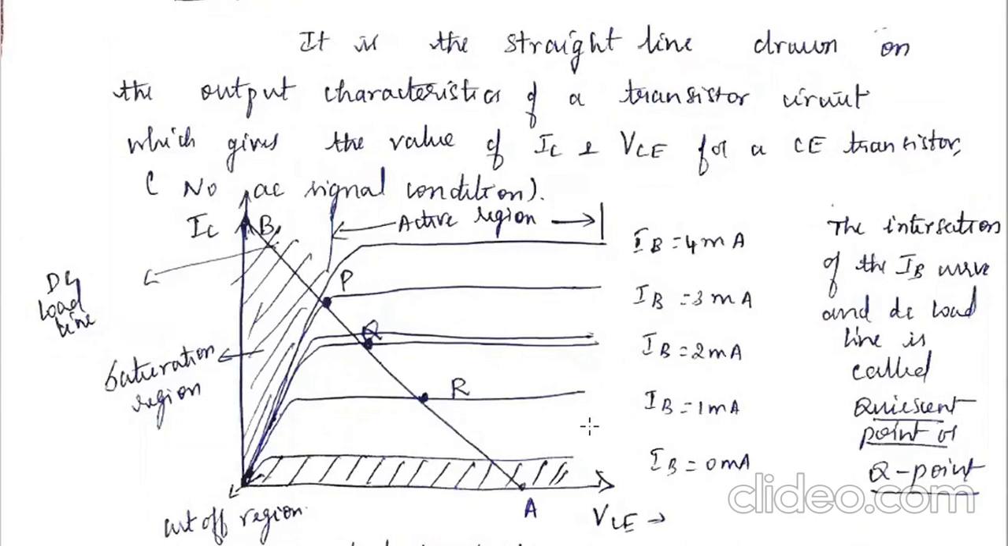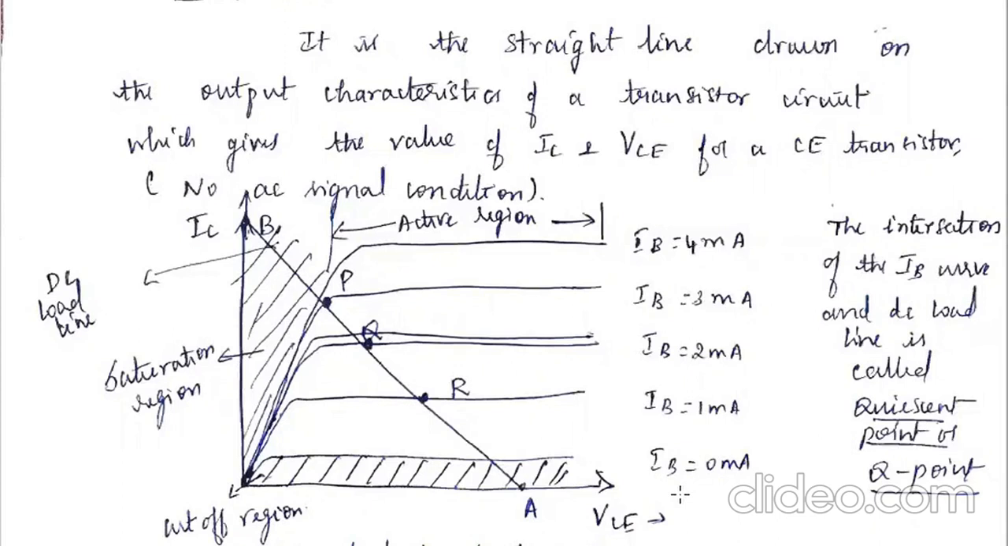Now let us look at the diagram shown here. The diagram shows a common emitter output characteristic curve, where the x-axis is VCE and the y-axis is IC, with constant IB currents. If you draw a line joining A and B, this line is called a DC load line, and the intersection point of this DC load line with the IB curves will give the quiescent point.